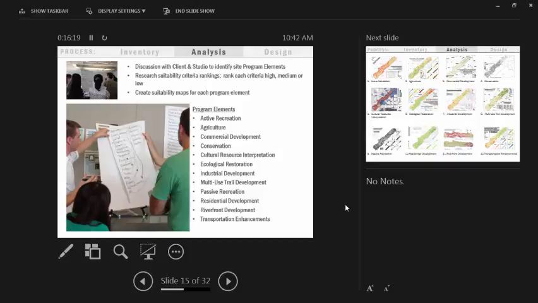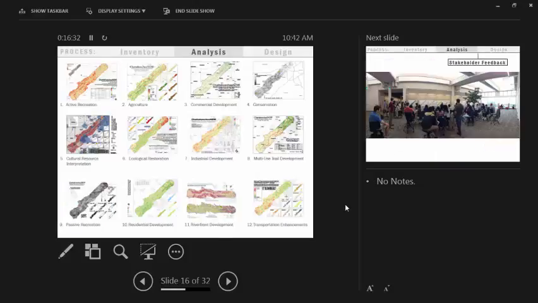In this case, the students were broken up into 12 groups of 3 students each to determine the suitability criteria for each of the uses and then generate suitability maps for that particular use. So after this phase, we ended up with 12 different suitability maps, one for each of the different uses.